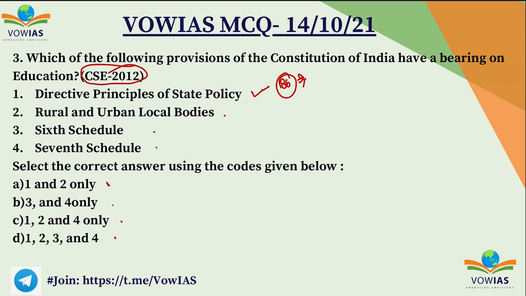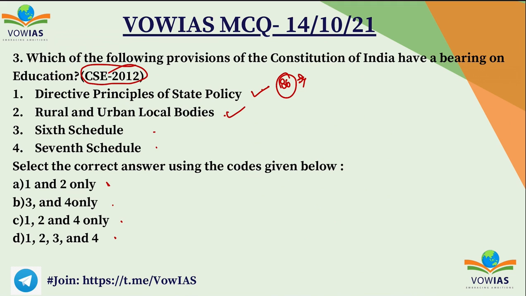Even before, you have these provisions. Initially the right to education was part of the DPSP, but later on it was made a fundamental right. So the first one is right. Second one, rural and urban local bodies. This is also right, because the rural and urban local bodies have functions with regard to education. So the second one is right.